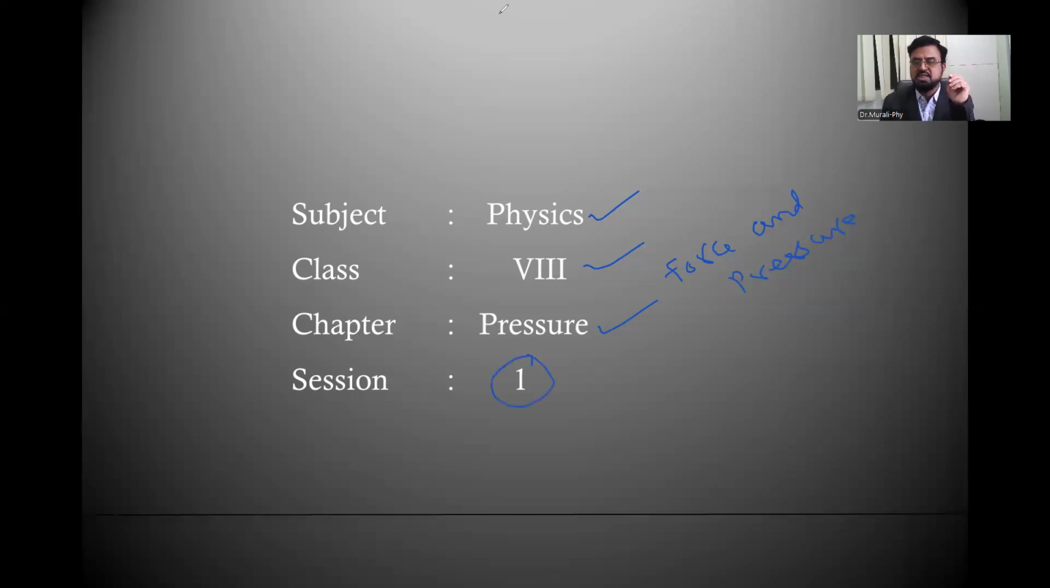So we are in session number 1, right? We already completed the 2 chapters earlier. Today we are entering chapter number 3, pressure, as per our material. In this chapter we learn what force is, what pressure is, and what types of pressures we can see in practical or day-to-day life. It plays a vital role in our regular life.